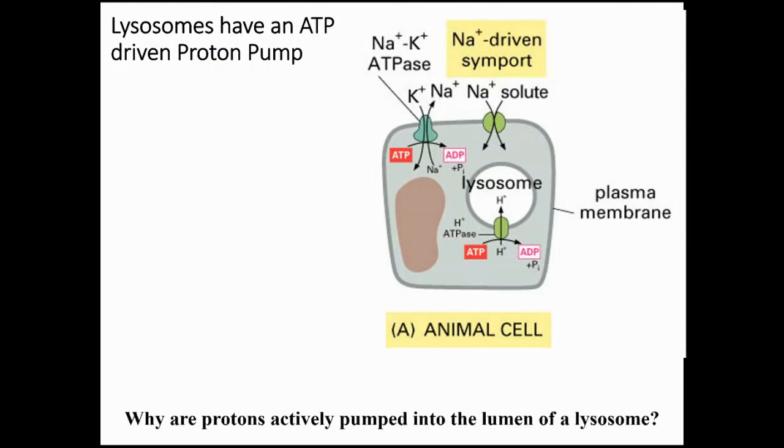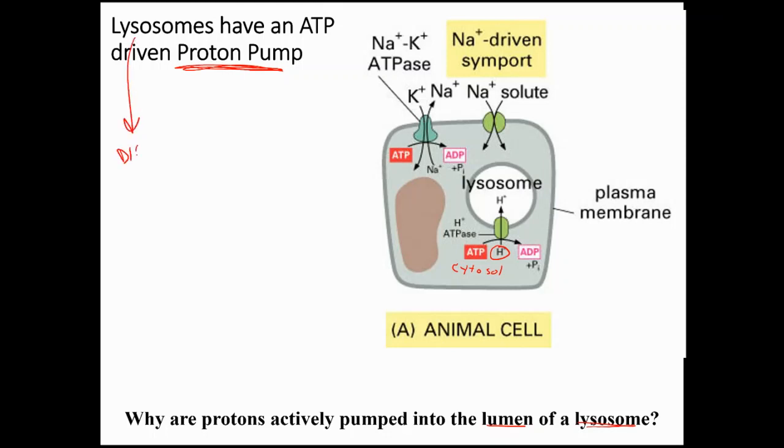Lysosomes have an ATP-driven proton pump. So we're not only talking about the sodium-potassium pump, not only an ATP-driven calcium pump, but we also have ATP-driven proton pumps, and lysosomes have that. And why do we have that over here? We're going to use cytosolic ATP hydrolysis in order to pump hydrogen protons into a lysosome. And why are protons actively pumped into the lumen of a lysosome? What's the major role of a lysosome?